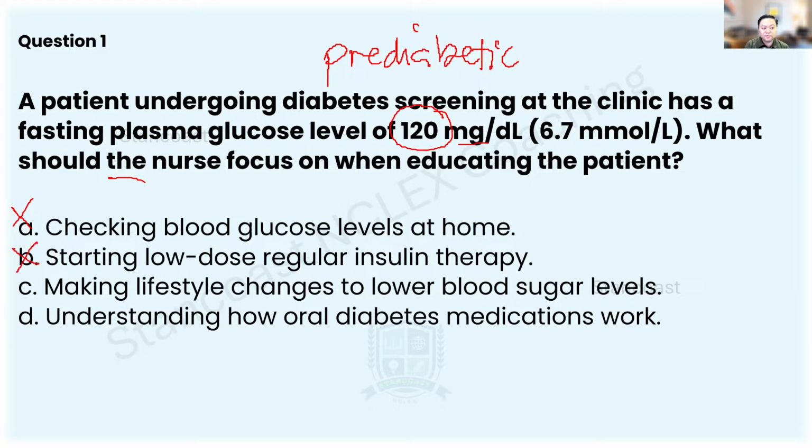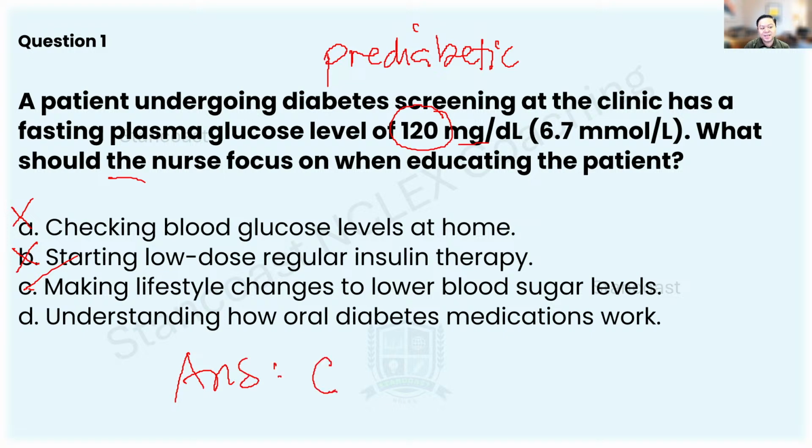If you had answered letter C, making lifestyle changes to lower blood sugar levels, this is the correct answer that we are looking for. As the patient is still pre-diabetic, we are going to encourage them to commit to doing lifestyle modifications. It could be dietary modification and also encouraging them to do some more exercise to prevent the progression to type 2 diabetes mellitus. So the correct answer is letter C.